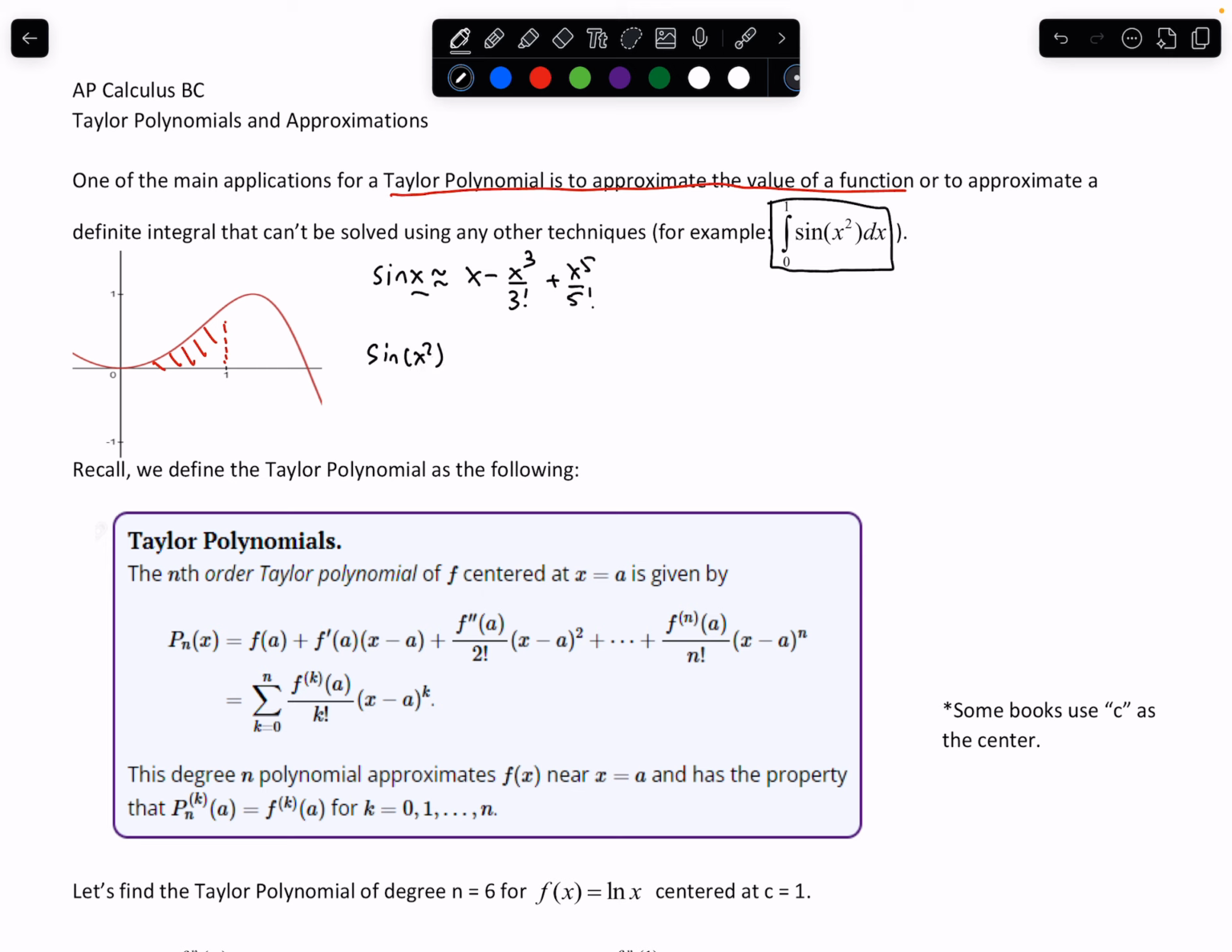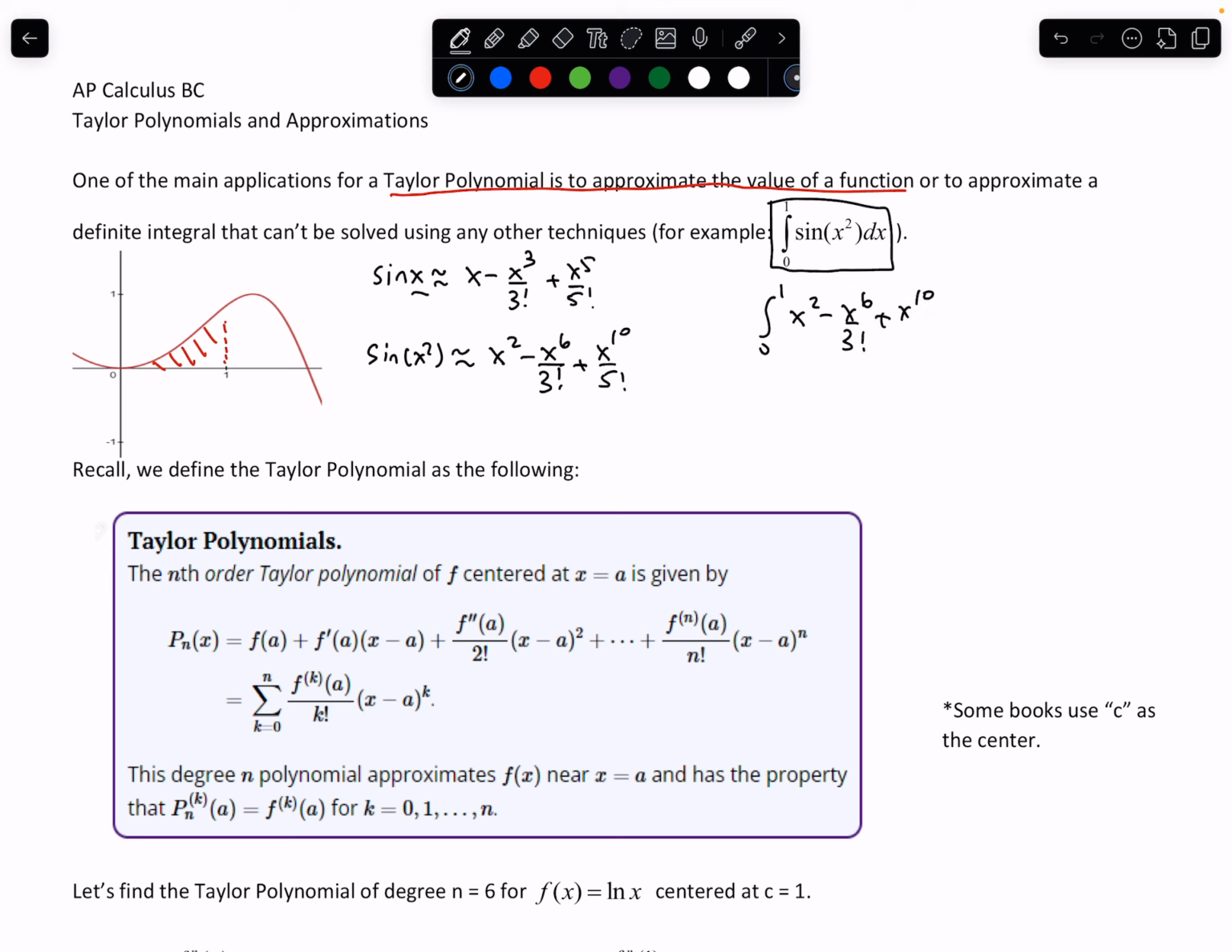With that being said, how can we then write sine of x squared? Well, all we're doing is replacing each x with x squared. So now I have a Taylor polynomial that can get me sine of x squared. So this would be x squared minus x to the sixth over 3 factorial plus, of course, x squared to the fifth is just x to the 10th over 5 factorial. Now, why is it so nice for us? Well, now, since I cannot integrate sine of x squared, I can replace that with my polynomial instead.